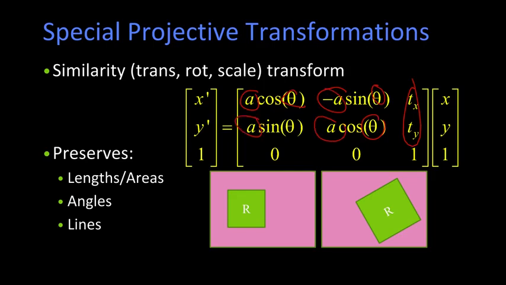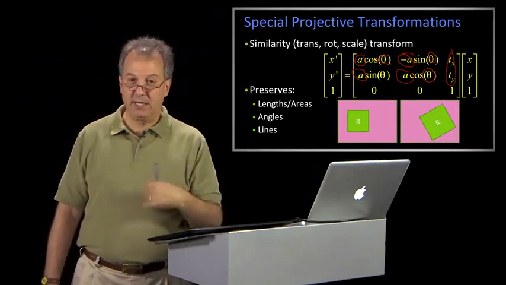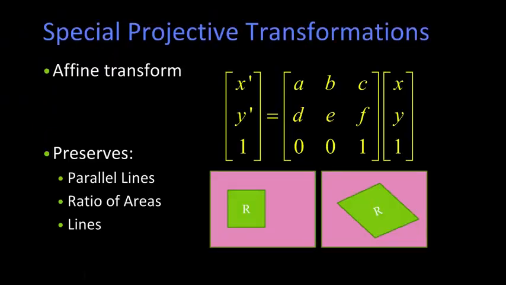Okay, so that's an expansion, that's a scale. So there's translation, rotation, and scale. So how many degrees of freedom is that? 4, right? 2 for translation, a rotation, and a scale. Now, one that we use a modest amount in computer vision is what's referred to as an affine transform.